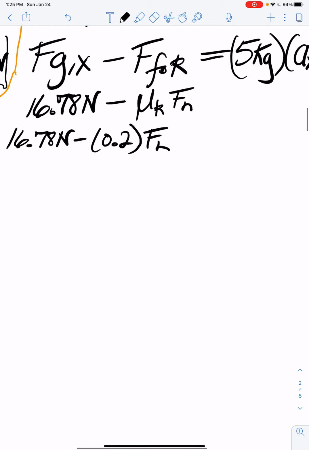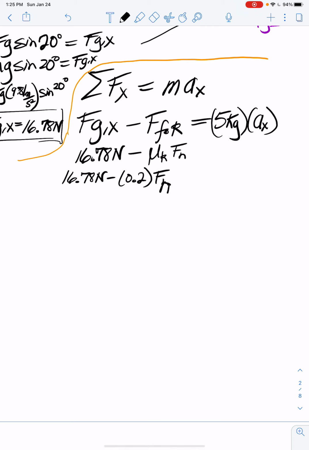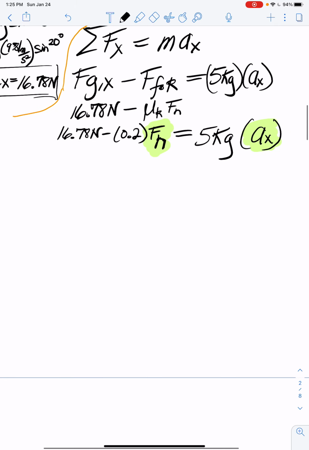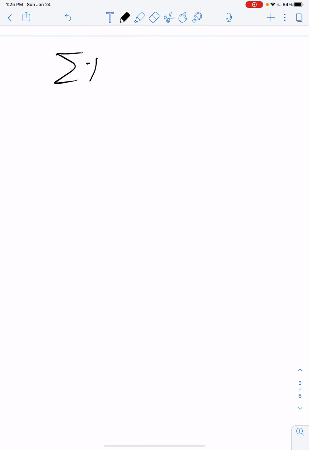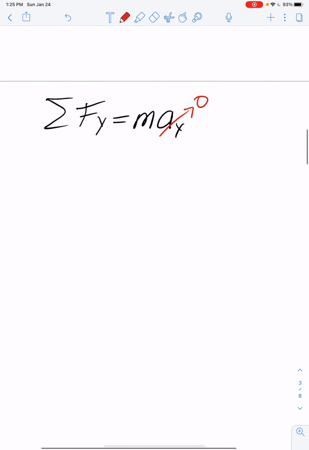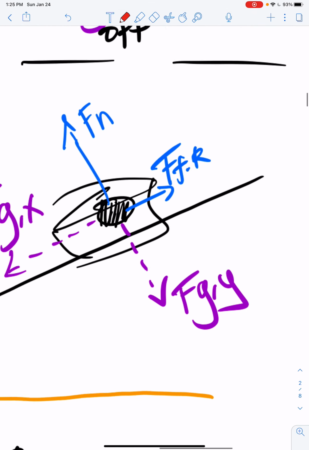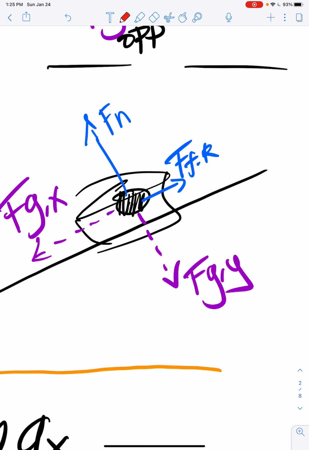So now the problem is we have Fn hanging out here as an unknown that we need to move forward, and we want to solve for Ax. Because we have two unknowns here, Fn and Ax, we need another equation. And so this is when we look to the y direction. So I'm going to come down here and sum the forces in the y direction. Even though we're accelerating in the x direction, we are not accelerating in the y direction. This is because if we look up here, force normal and FGY will be equal and opposite. The nugget isn't speeding up into the sky or down into the plane.